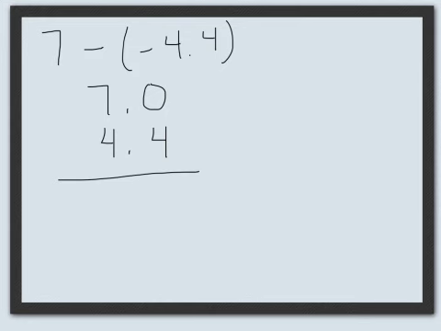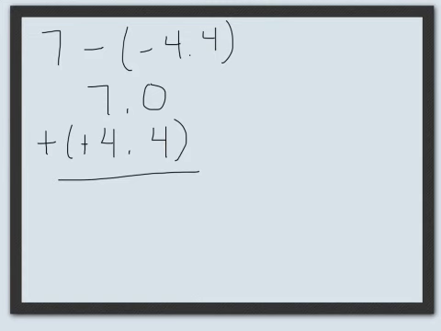Now I start with a 7, and I want to subtract a negative 4.4. We know from our rules of subtracting numbers that subtracting a negative is the same thing as adding the opposite. So subtracting a negative 4.4 is the same thing as adding the opposite, or a positive 4.4. This turns into an addition problem.